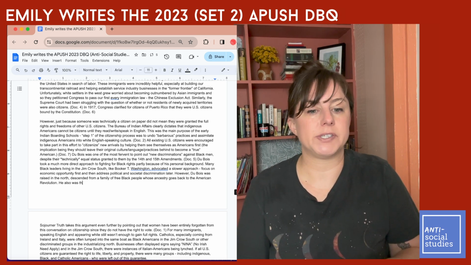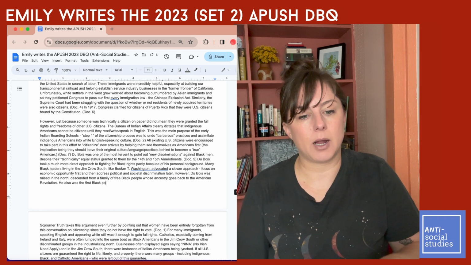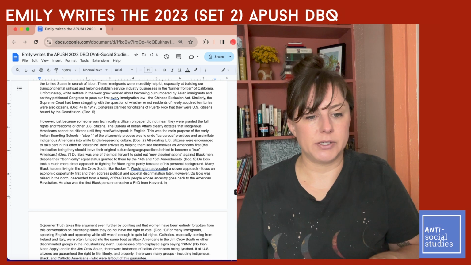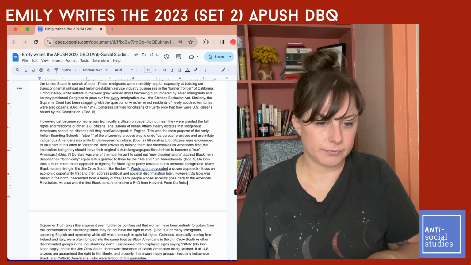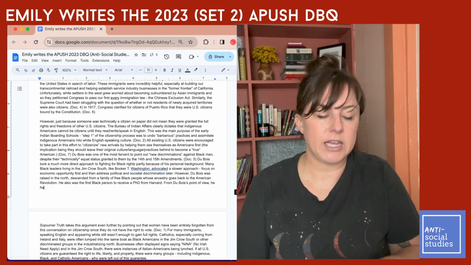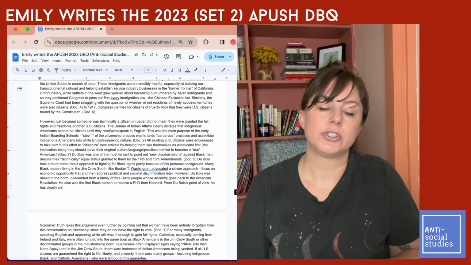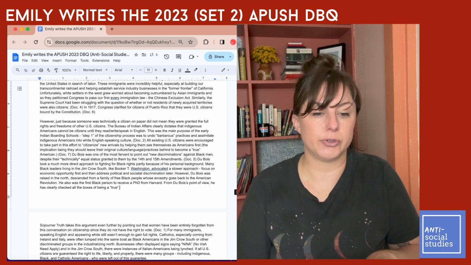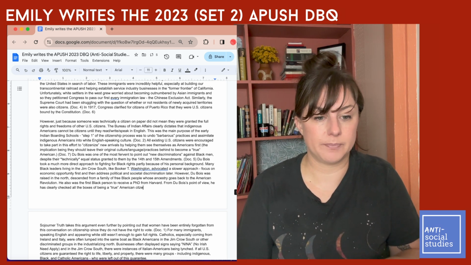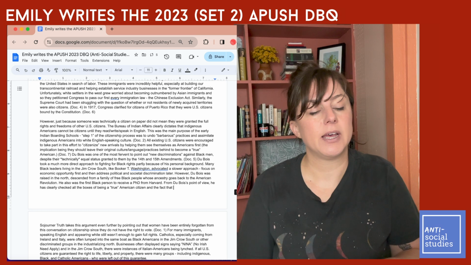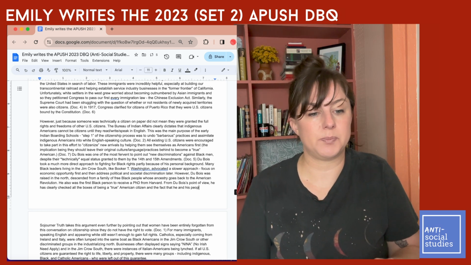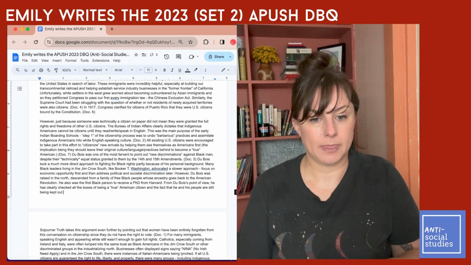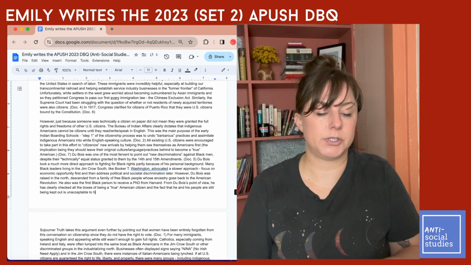He also was the first Black person to receive a PhD from Harvard. From Du Bois's point of view, he has clearly checked all the boxes of being a true American citizen. And the fact that he and his people are still being kept out is unacceptable to him.